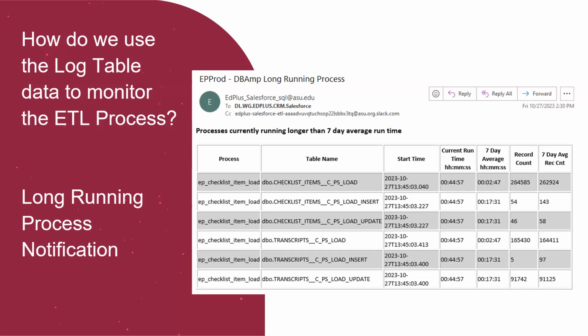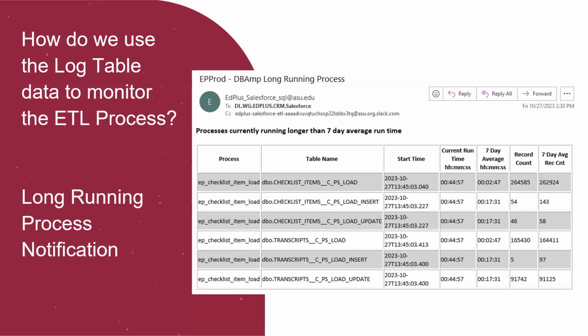So this particular screenshot doesn't show it. Maybe the next one does. But we sometimes, for our opportunity object, our 7-day average might be like 15,000 records. But on the first day of the semester, for example, we may have to update 140,000 records, right? And so in that scenario, we expect the process to run longer than normal.